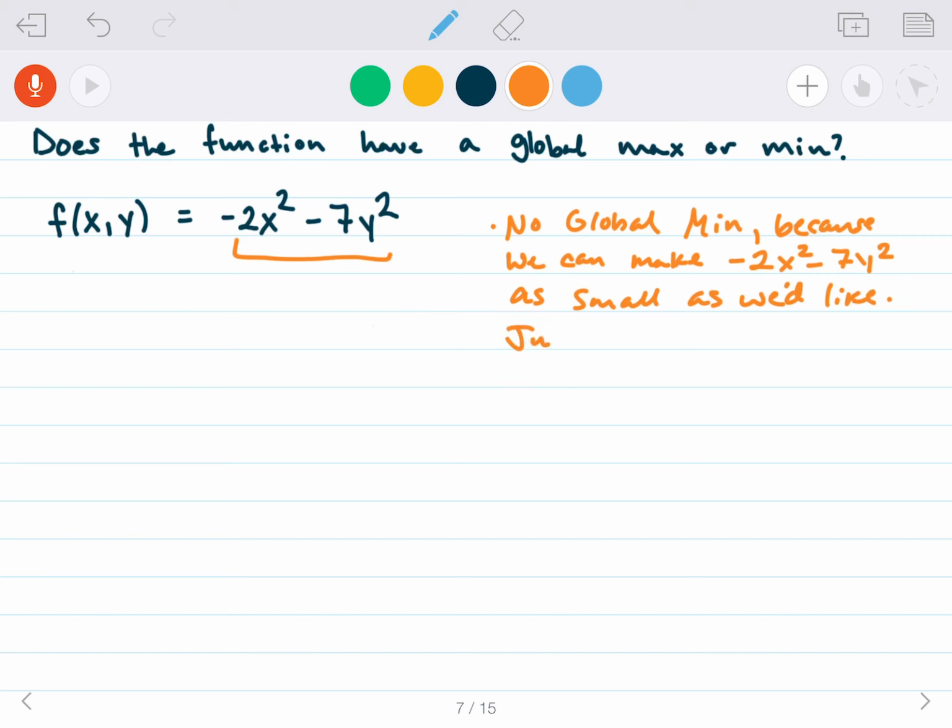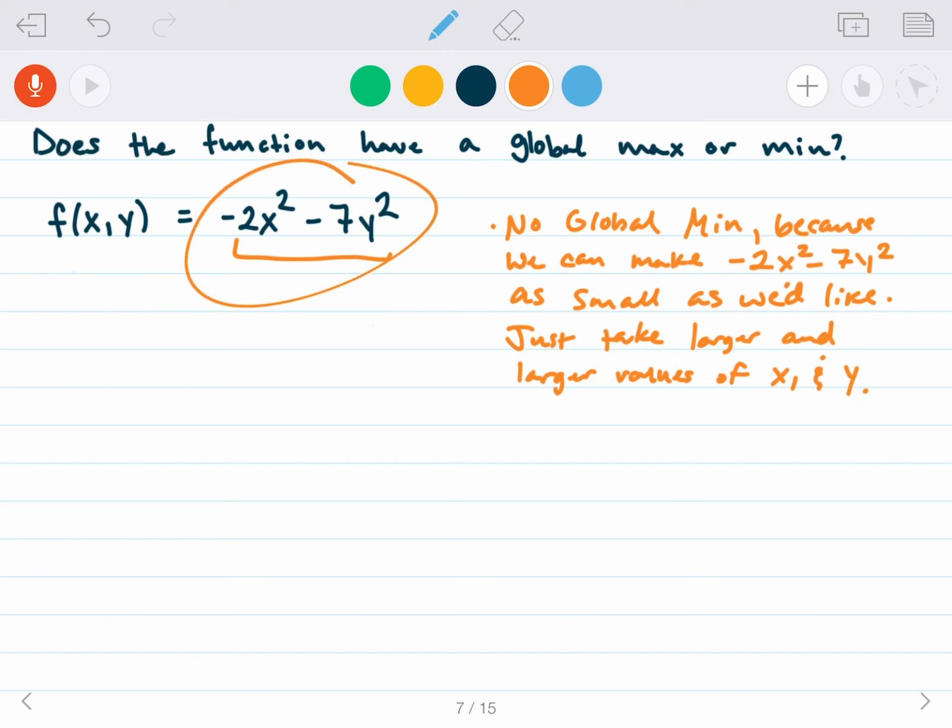And to do that, we just take larger and larger values of x and y. That's the idea here. Because our domain, basically what our input can be, is anything we want, we can make our inputs huge, and that in turn, because of these negative signs, is going to give us an output that is really, really small, okay? So we can make our output as small as we want, therefore there is no global minimum, okay?